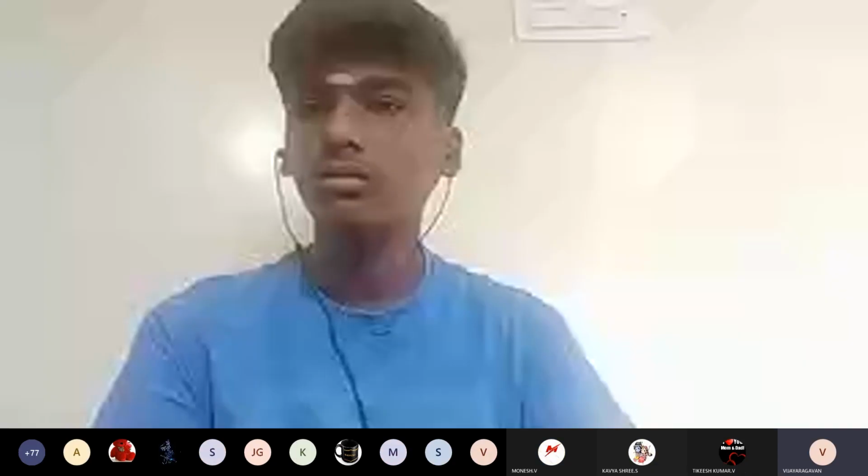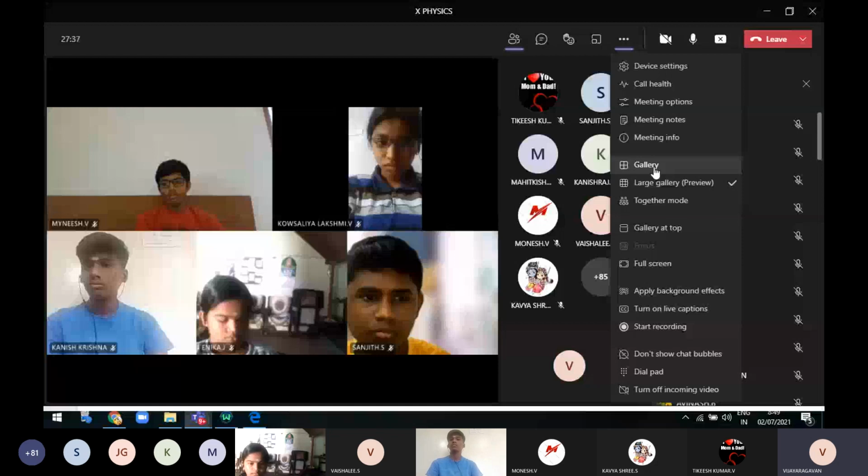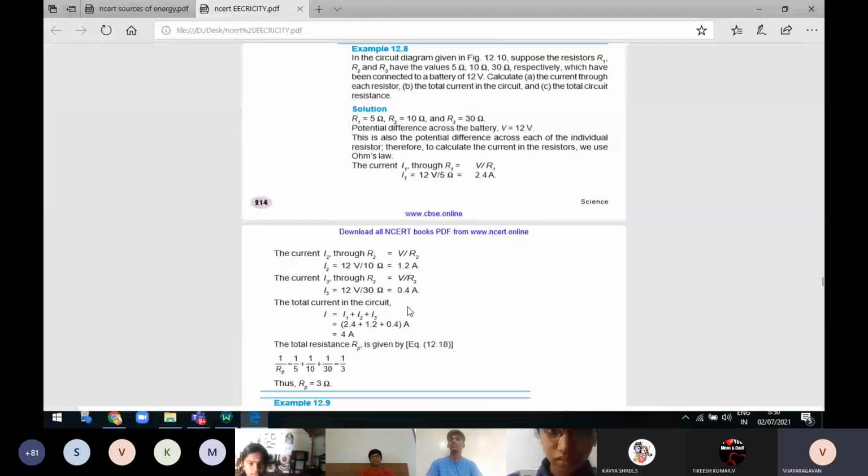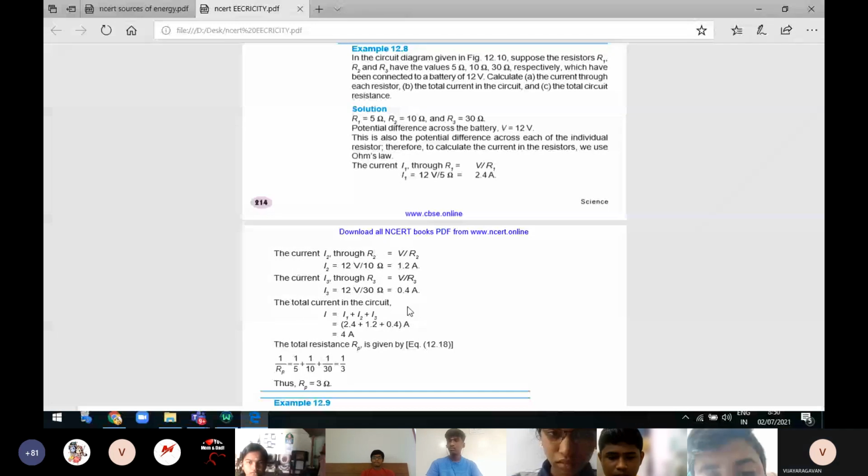So R1 is equal to 5 ohms, R2 is equal to 10 ohms, R3 is equal to 30 ohms. The potential difference across the battery V is equal to 12 volts. So we want to find the current through each and every resistor separately.